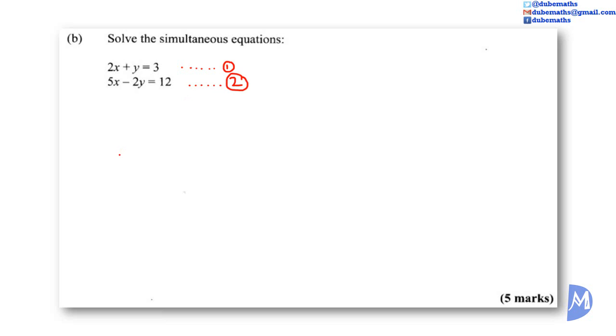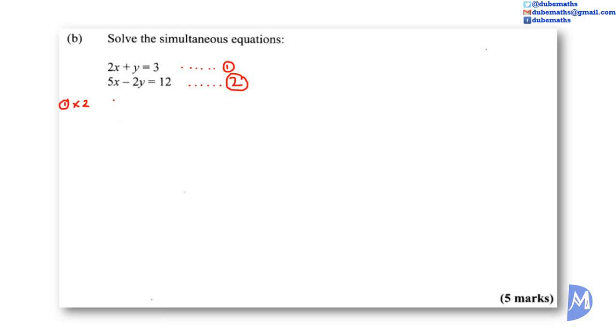The LCM of 2 and 5 is 10, but the LCM of 1 and 2 is 2. So instead of multiplying equation 1 by 5 and equation 2 by 2 to eliminate x, we can just multiply equation 1 by 2 and eliminate y instead. So we'll multiply equation 1 by 2.